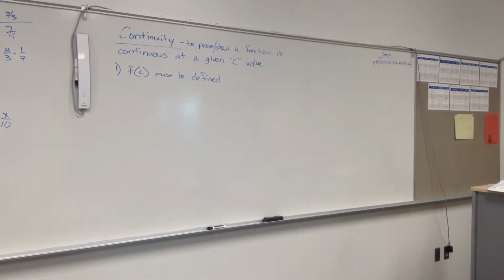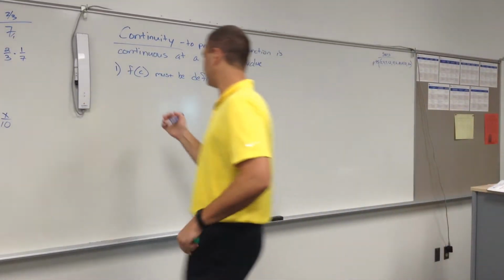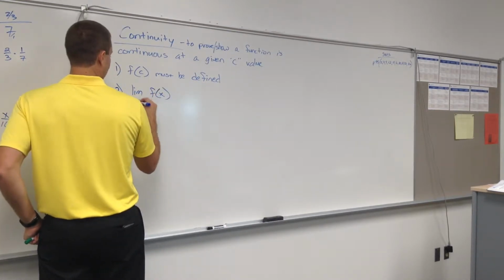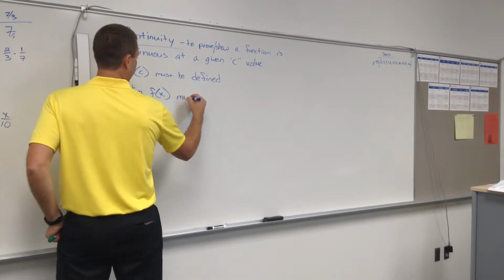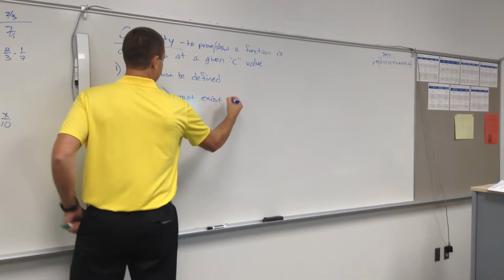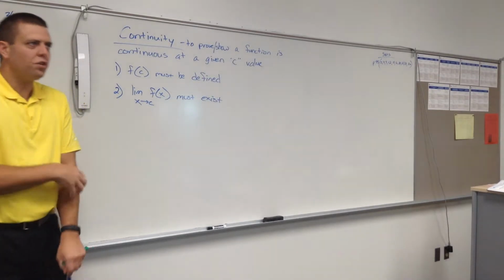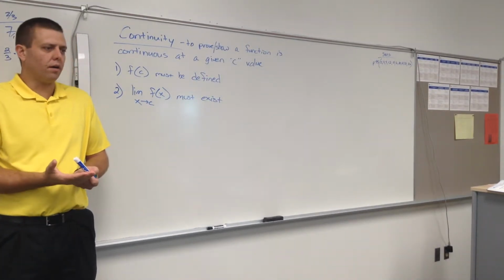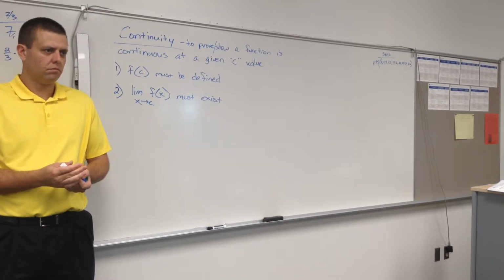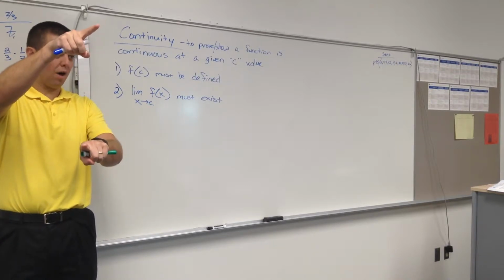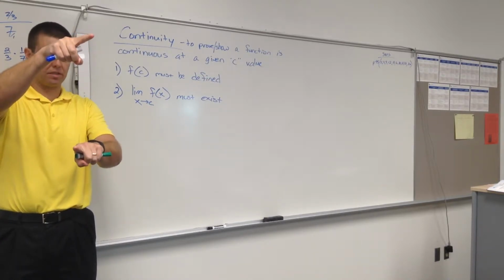Step 2, the limit of the function as x approaches c must exist. When do limits not exist from what we've seen so far? They approach different numbers from each side. Yes, as I'm coming from the left and as I'm coming from the right, I'm not approaching the same y value. So the one-sided limits don't match.